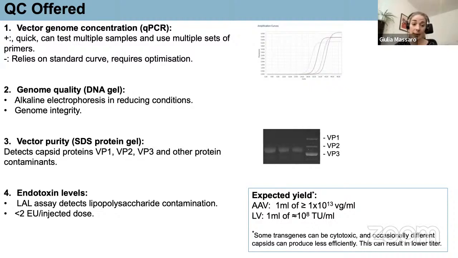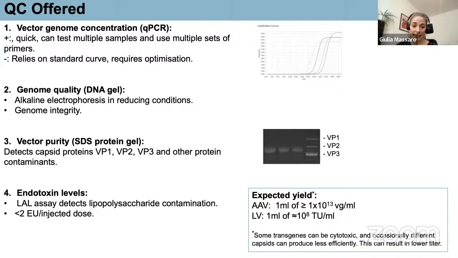And then we can run the SDS protein gel to check for purity of the prep and the presence of any contaminants. And you can see here, this is a very nice gel, nice and clean. And finally, we can test the endotoxin level of the prep. This is, again, something that the users sometimes ask for, not always, when they have slightly more sensitive, let's call it precious, experiments. So they can ask for this.